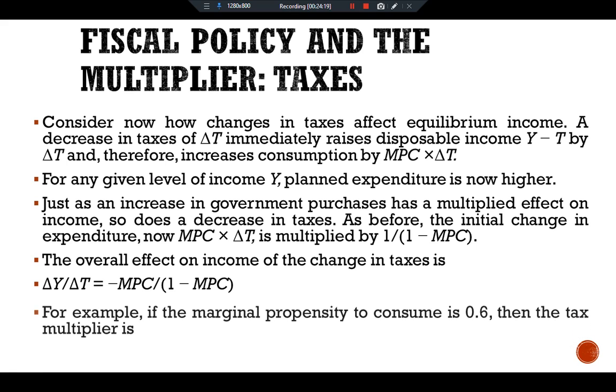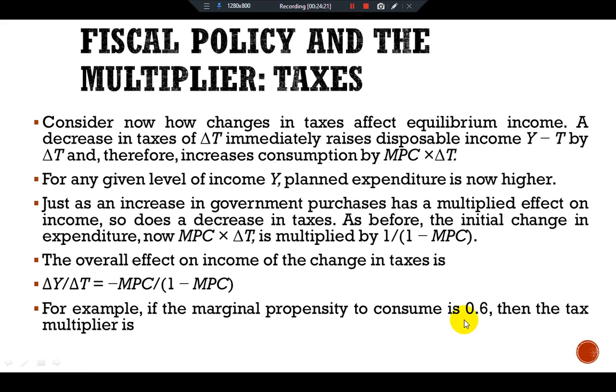For example, if the marginal propensity to consume is 0.6, then the tax multiplier, delta Y over delta T, is equal to minus 0.6 over 1 minus 0.6, which is equal to minus 1.5. In this example, a $1 cut in taxes raises equilibrium income by $1.5. So let's see a graphical presentation for that.